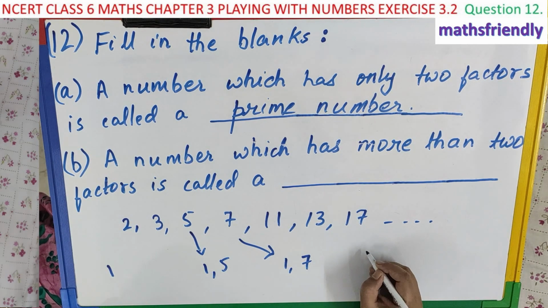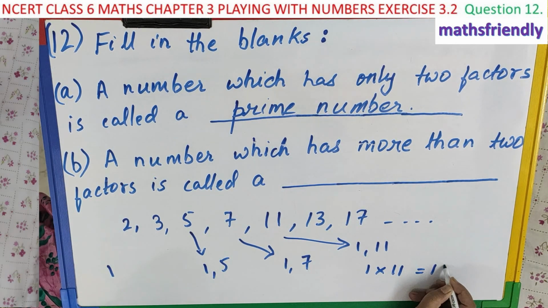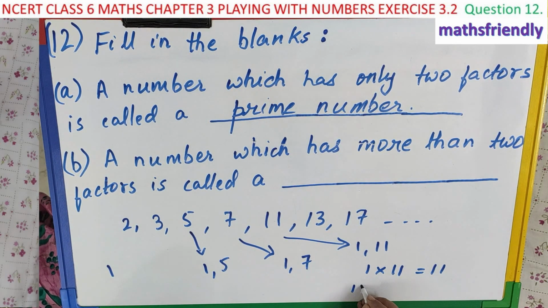I will show you how. Take the example 11. 11 comes in one's table and 11's table. See, 1 11's are 11, and 11 also comes in 11's table one time, 11 ones are 11, but 11 does not come in any other table. Means these numbers have only two factors, 1 and the number itself. These prime numbers come in only one's table and the table of itself.